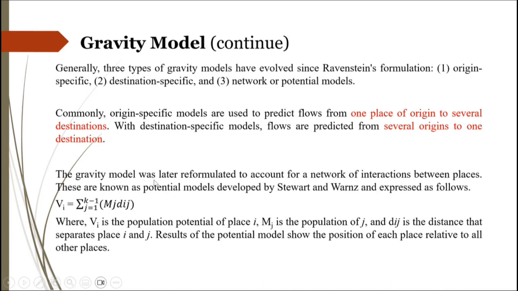And the gravity model was later reformulated to account for network of interaction between the places, known as the potential model developed by this one. So you have different things. So you add on that distance that separate the I J. The result potential model show positive predictive. So you just add on different things to this model, right? Maybe you'll find it this one also.